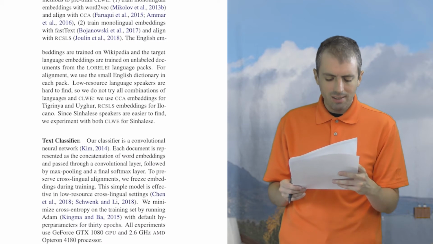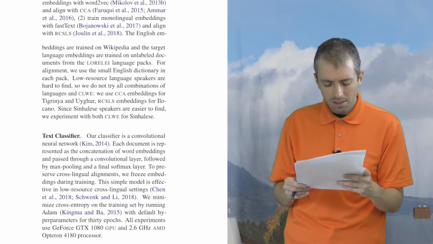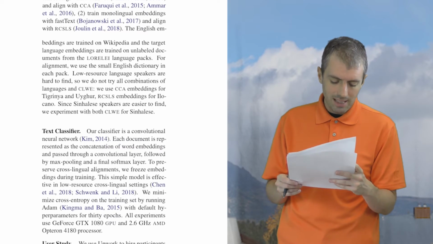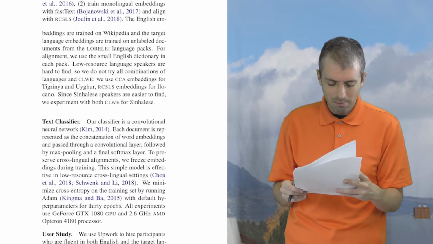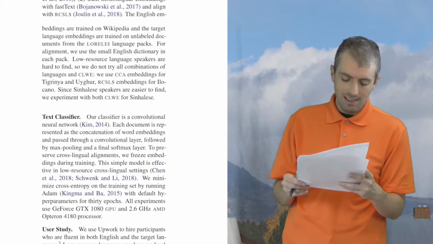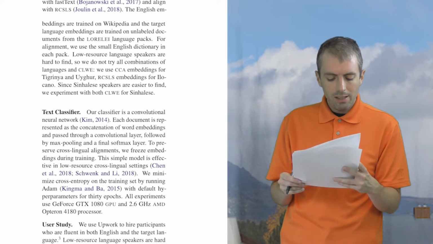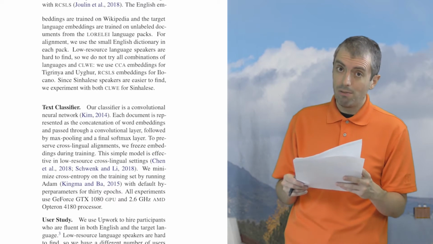Low-resource language speakers are hard to find, so we do not try all combinations of languages in CLWE. We use CCA embeddings for Tigrinya and Uyghur, or CSLS embeddings for Ilocano. Since Sinhalese speakers are easier to find, we experiment with both CLWE for Sinhalese.